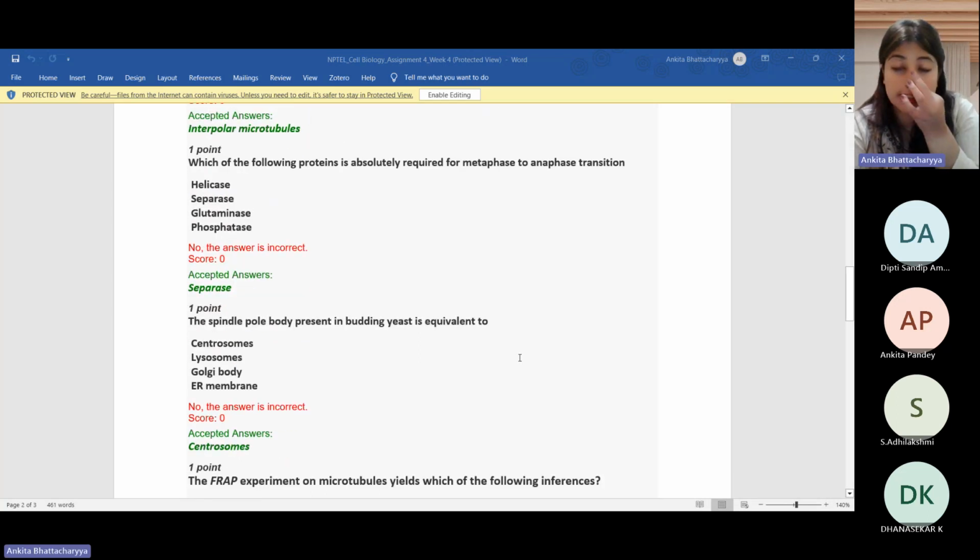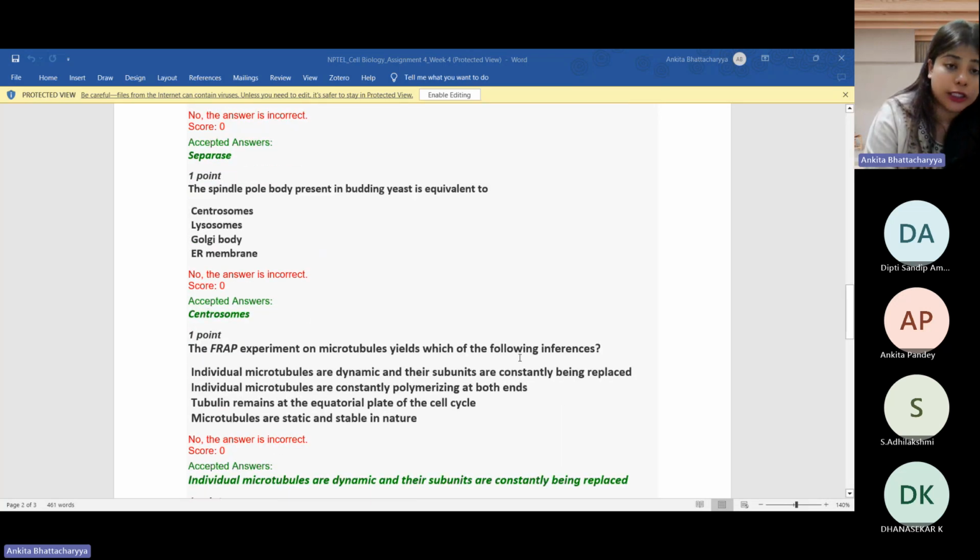Which of the following proteins is absolutely required for the metaphase to anaphase transition? Helicase, separase, glutaminase, and phosphatase. Of these, of course, separase is the correct option, because that is cleaving the cohesin complexes, which allows the two sister chromatids to detach from each other. So that is the correct option.